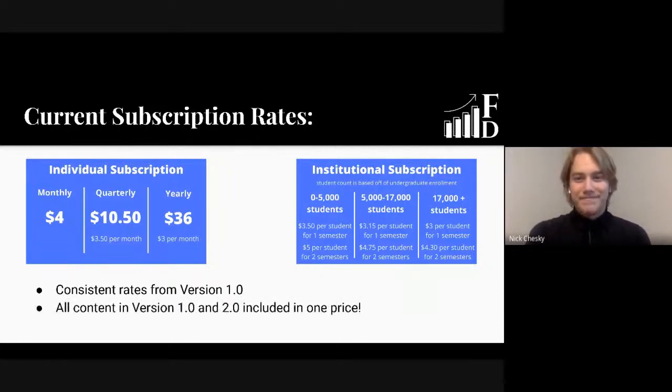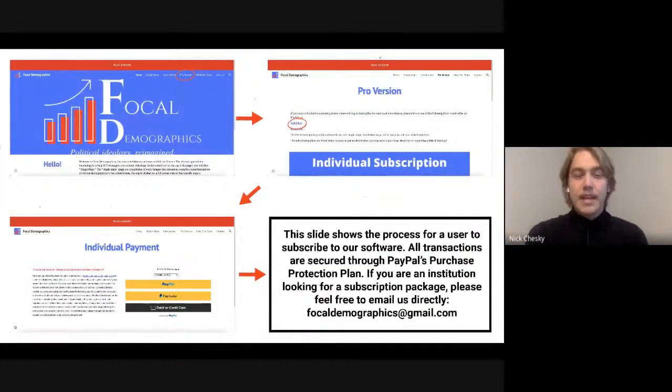Next slide. This next slide shows the process in which a user would go about subscribing to our pro version from our trial website. When on the home screen of the trial version, select the pro version tab, hit individual, and then you'll be prompted to enter your PayPal information.